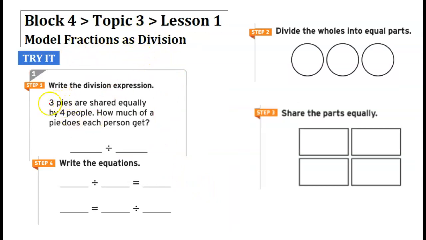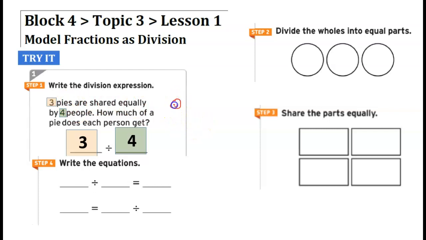So here we have a word problem. 3 pies are shared equally by 4 people. How much of a pie does each person get? So the first thing we're going to do is that there are 3 pies, so 3 will go here, and there are 4 people. Right now, do you think every person's going to be able to get one whole pie?